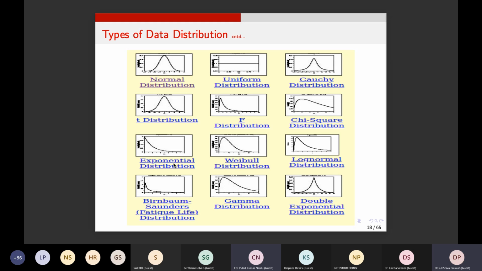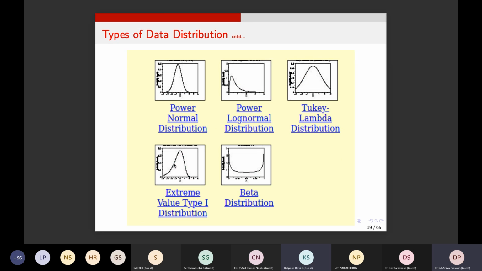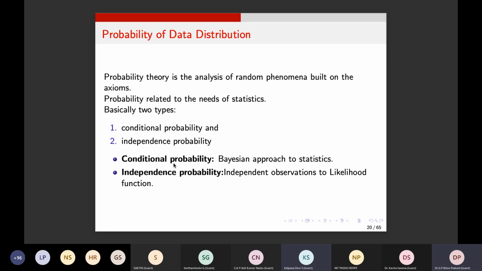Birnbaum-Saunders distribution, gamma distribution, right? Double exponential distribution, and also power normal distributions, power log normal distribution, Tukey lambda distribution, extreme value type 1, beta distributions, right? So now for these distributions, the probability of the data distribution has to be calculated, let's say that.